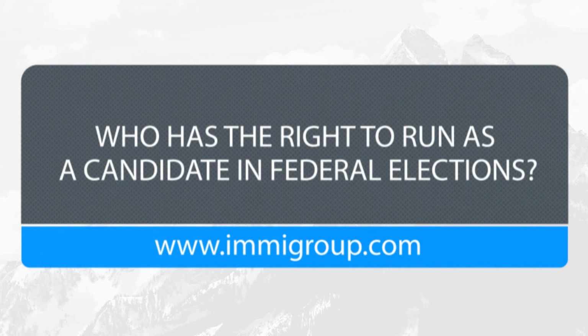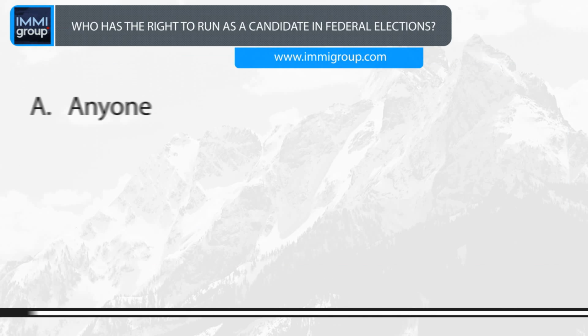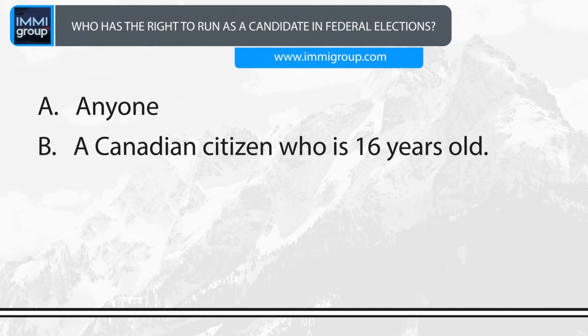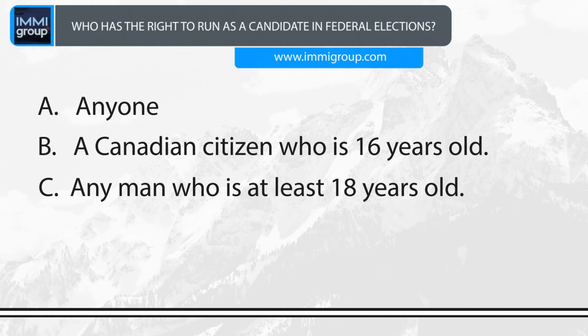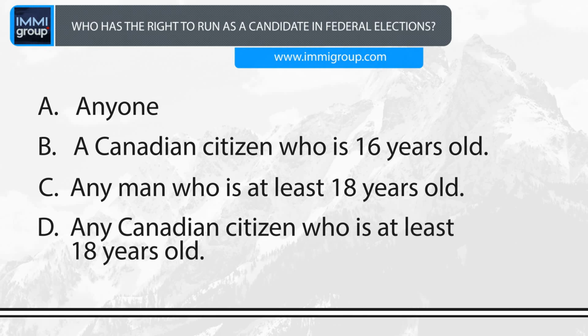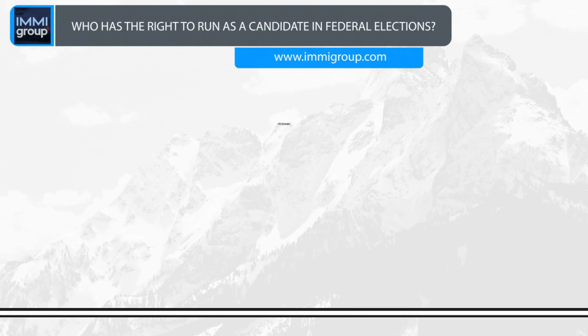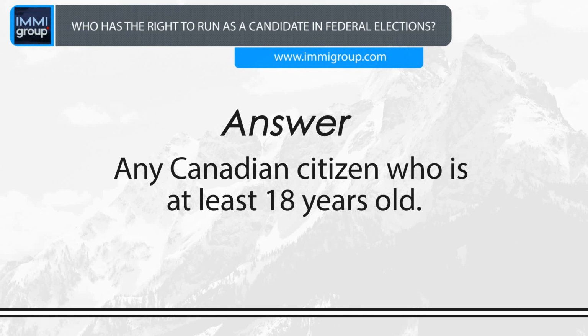Who has the right to run as a candidate in federal elections? A. Anyone. B. A Canadian citizen who is 16 years old. C. Any man who is at least 18 years old. D. Any Canadian citizen who is at least 18 years old. Answer: Any Canadian citizen who is at least 18 years old.